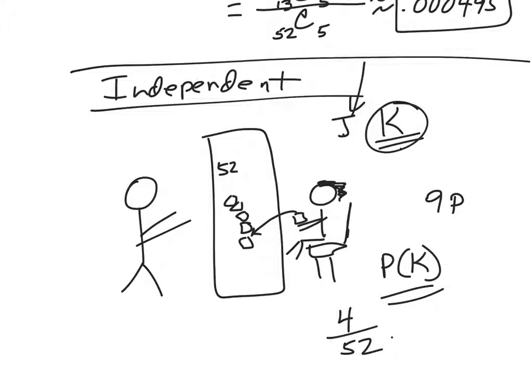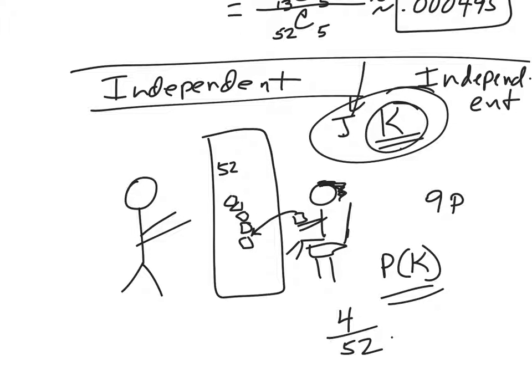So in that case, these two events are said to be independent. Independent means whether the first one happens or not, it doesn't have any bearing on the probability of the second. Let me say that again. Independent means whether the first event happens or not has no bearing on the probability of the second event.